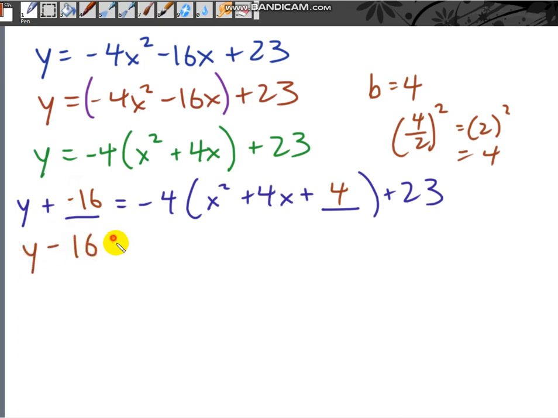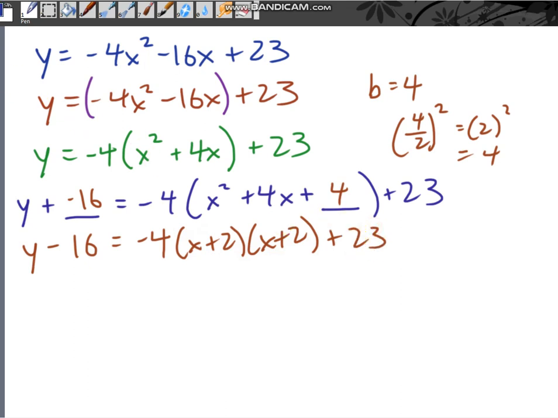Y minus 16 equals negative 4. Factor this expression that you see here. If you factor this, find two numbers that multiply to 4 and add up to 4. Do that correctly, get x plus 2 times x plus 2 plus 23.